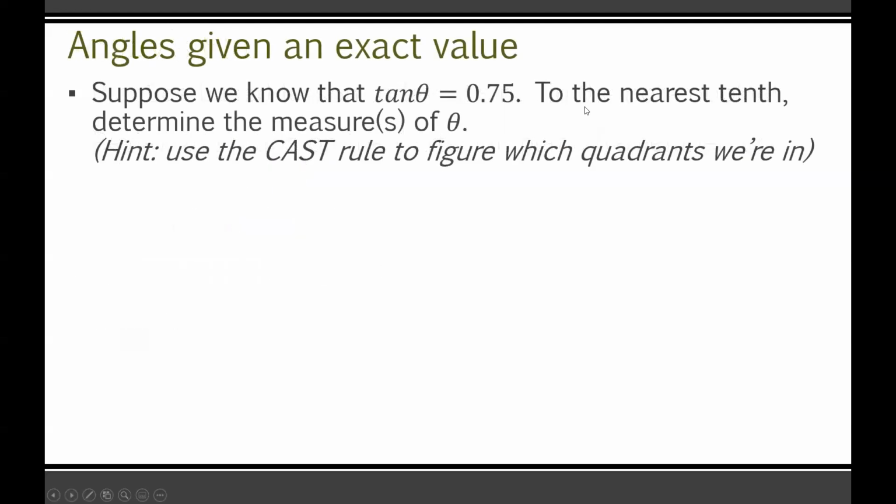So first things first, angles given an exact value. Suppose we know that tan theta, we don't know what theta is, of course, but tan theta equals 0.75. To the nearest tenth, determine the measure or measures, hint, hint, of theta. Now here's another big hint: we want to use the CAST rule to figure out which quadrants we're in. I recommend that we pause the video right here and I want you to work either on your own or with a partner to see if you can figure out what the measure or measures of theta are. So pause the video here, give this one a try.